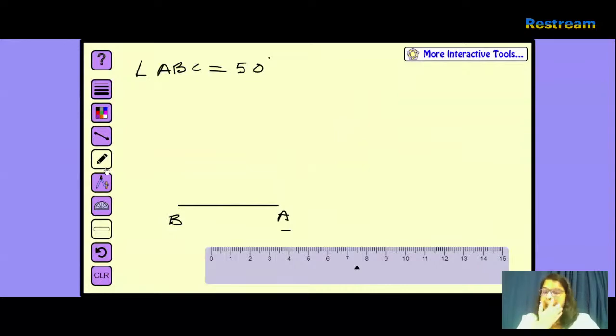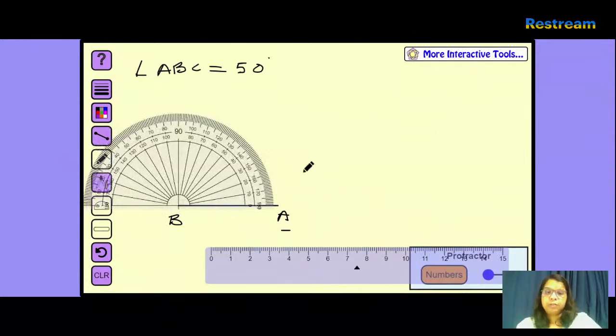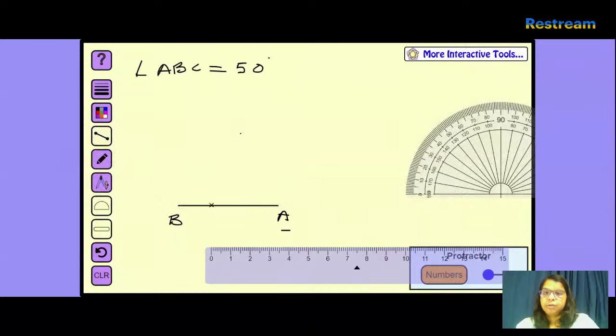Then I'm going to take my protractor, nicely place it over here and mark 50 degrees. Then I'm going to draw a 50-degree angle. If you need to know how to draw angles, I have done a previous video which clearly showcases how to draw angles. You can always go there and refer to that. Okay, this is C. Now this angle is 50 degrees.